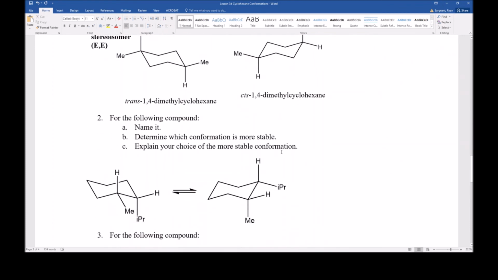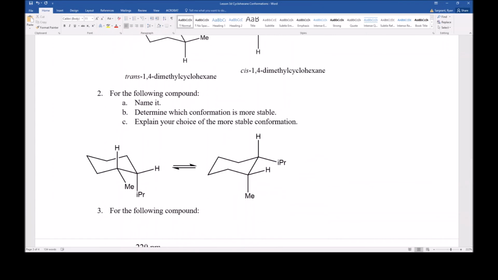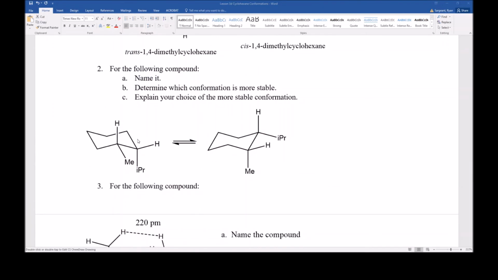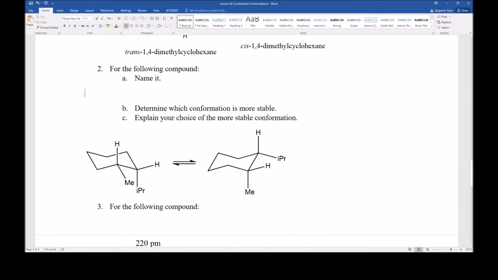Okay, moving on. So next we want to name the compound, determine which of the 2 shown conformations is more stable, and then explain the choice of the stable conformation. So for naming this one, this is some type of cyclohexane.